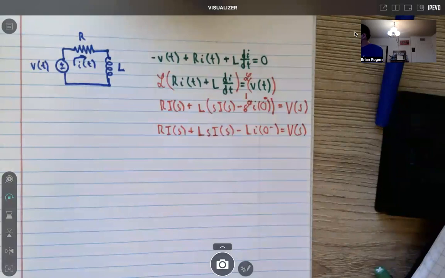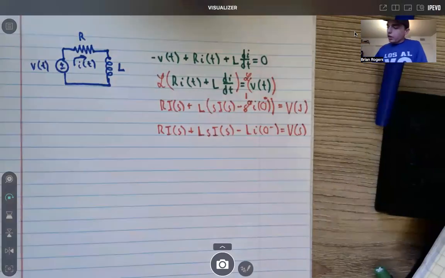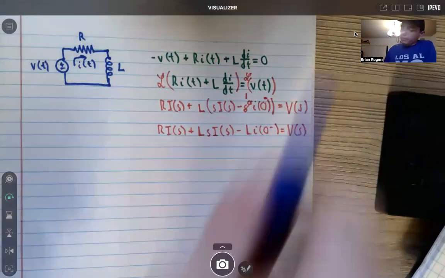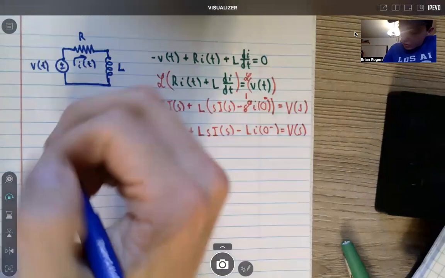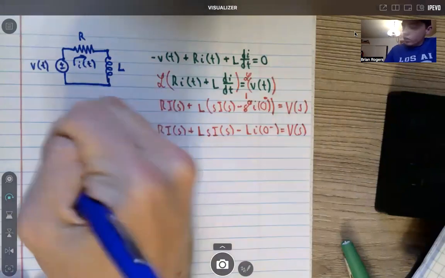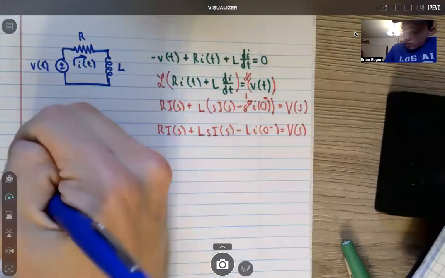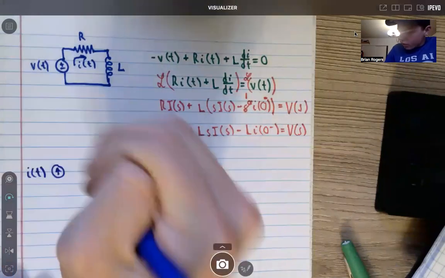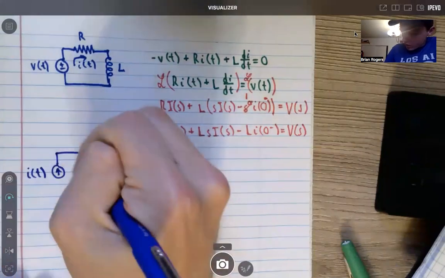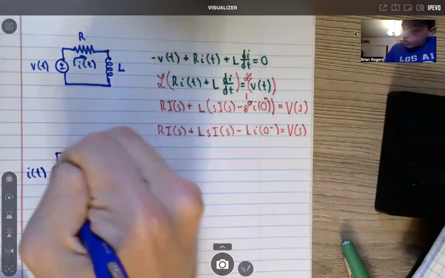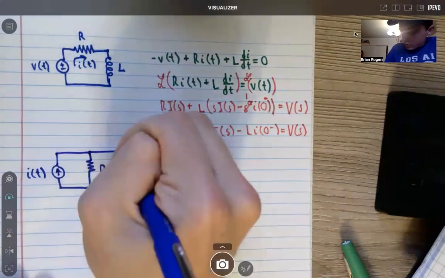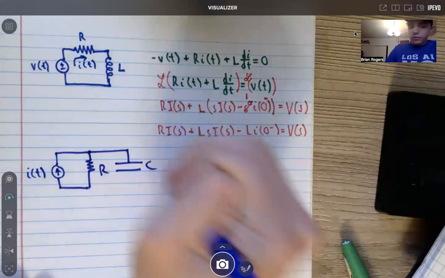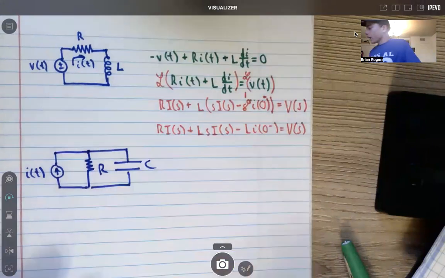And then what we're going to look at in particular is what if we have a capacitor in the circuit? So our circuit now became a current source instead of a voltage source, so I of t. And here we're going to have R for our resistance, and then C for capacitance. And so what is going to happen here?